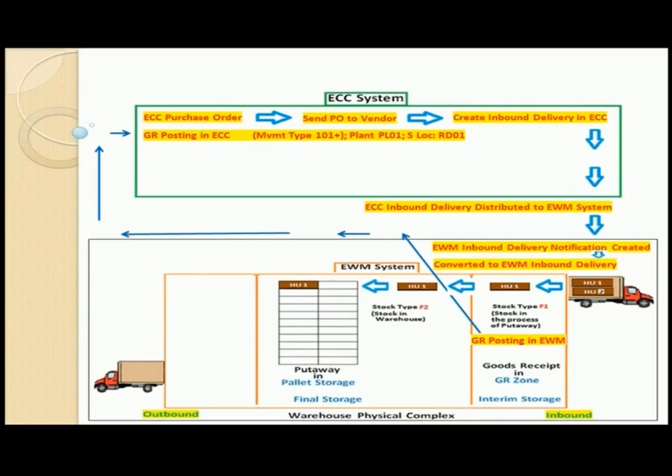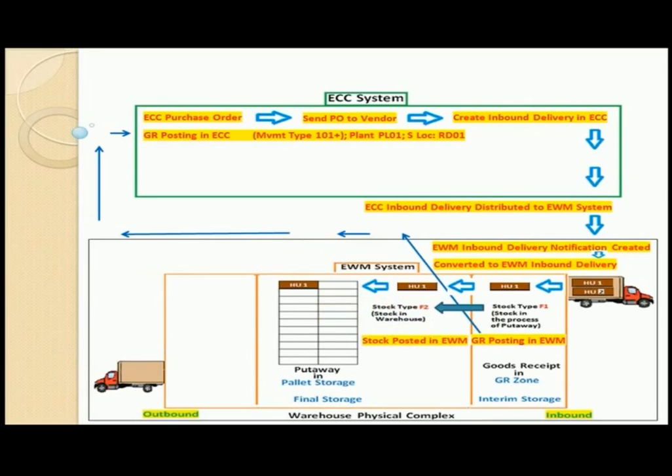Now, since I am acknowledging that the goods are good quality, then this acknowledgement can be seen by change of stock type. It becomes F2. F2 means the stock is good quality and I can use this stock to confirm the customer demand, and hence a stock posting is happening in EWM.